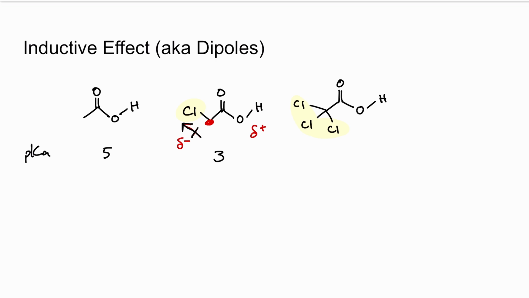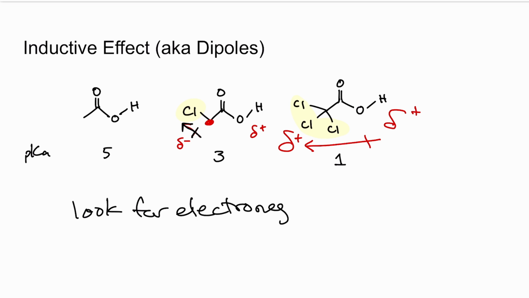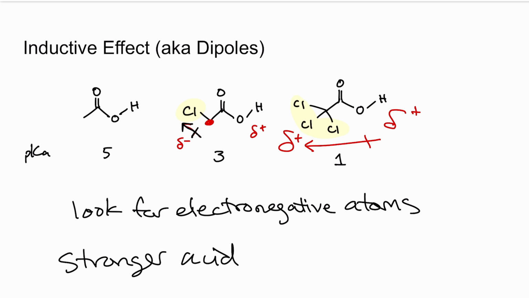Now, maybe you can predict what I'm going to say for this rightmost molecule. Since there's so many chloride ions connected, the dipole is going to be even bigger, and this dipole is going to be even stronger. So I'm going to write a very big delta plus. And this molecule is going to have a pKa of 1. So for inductive effect, look for electronegative atoms that will pull negative charge towards them and create dipoles, because that can lead to your molecule becoming a stronger acid. So inductive effect, the more inductive effect you have, the stronger acid you get, or a weaker conjugate base.